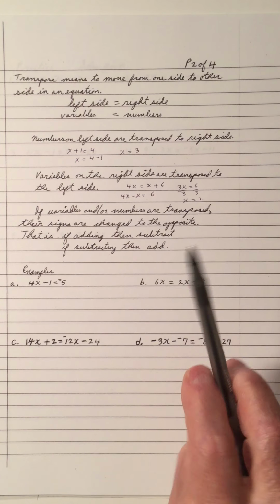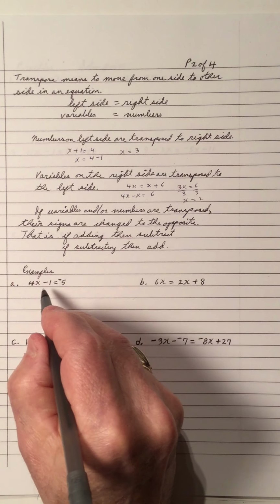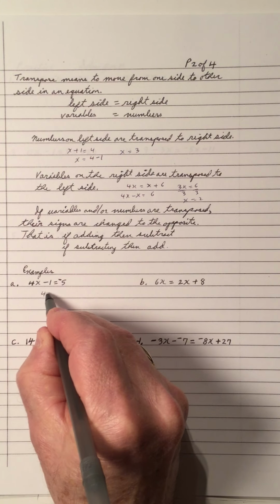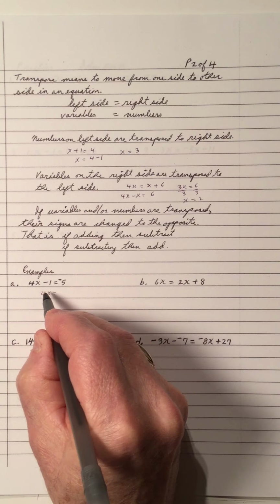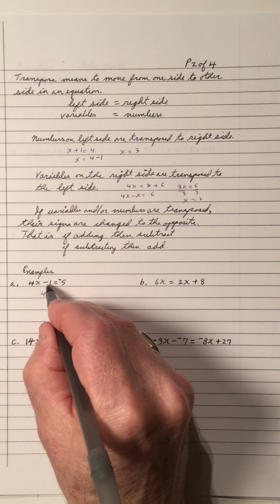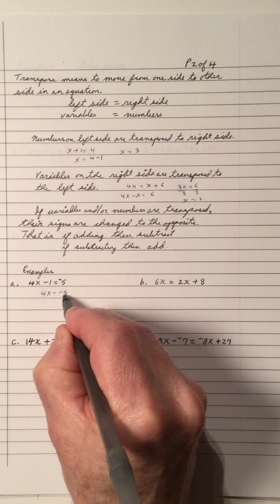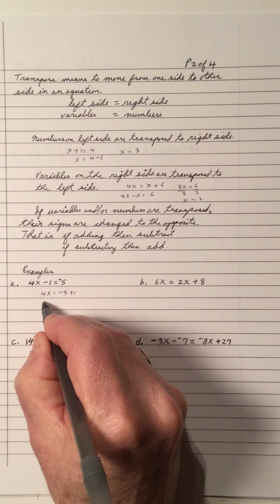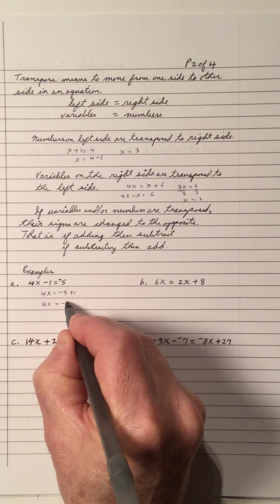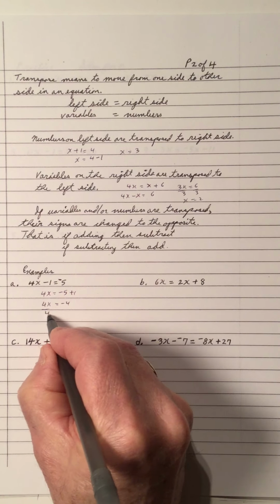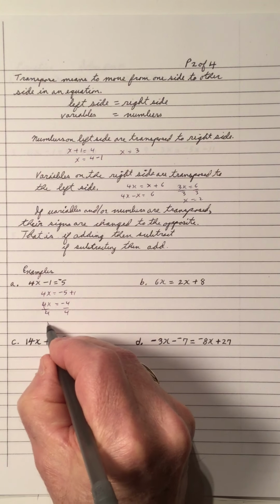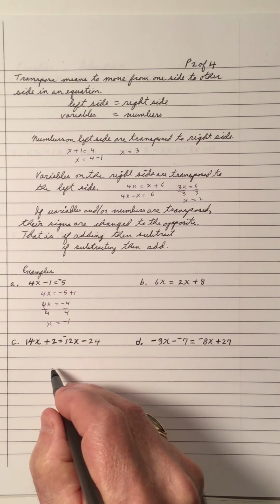Let's do some examples. Notice the x is okay. We leave it because it's already on the left. We have to move the negative 1 to the right side. So minus 1 becomes a plus 1. And that's a negative 4. And we divide by 4. And they cancel, I get x equals negative 1.